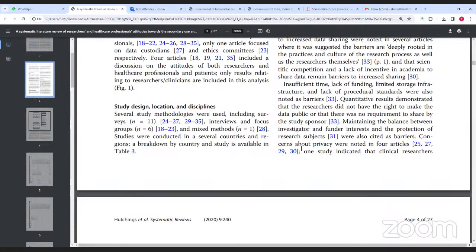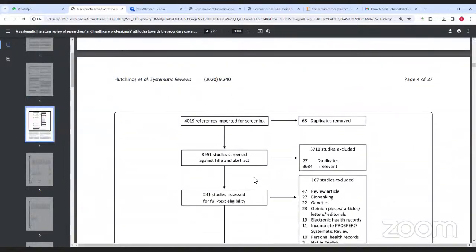Yes, sir. Study design, location, and disciplines. Several study methodologies were used, including surveys, where n equals 11, interviews and focus groups, where n equals 6, and mixed methods, where n equals 1. Studies were conducted in several countries and regions. A breakdown by country and study is available in table 3. Can you show table 3?